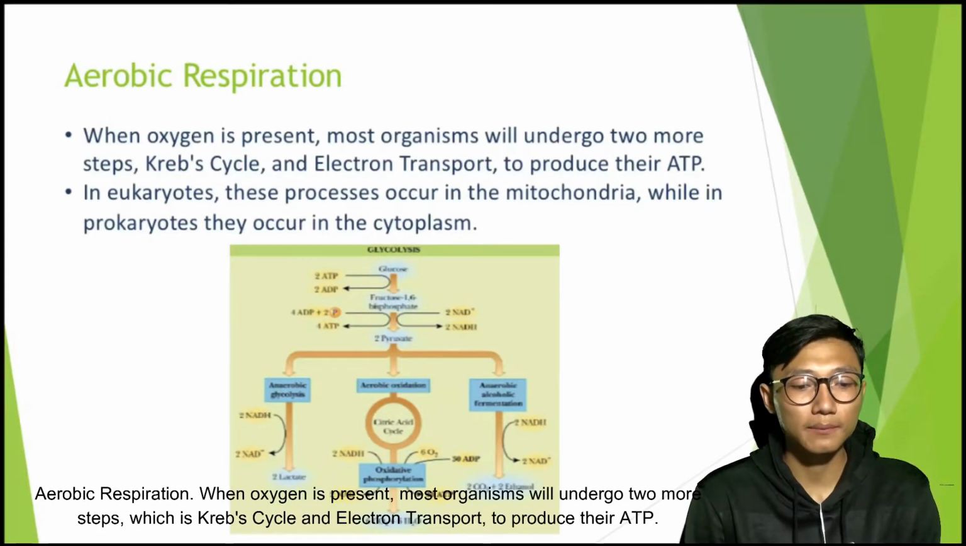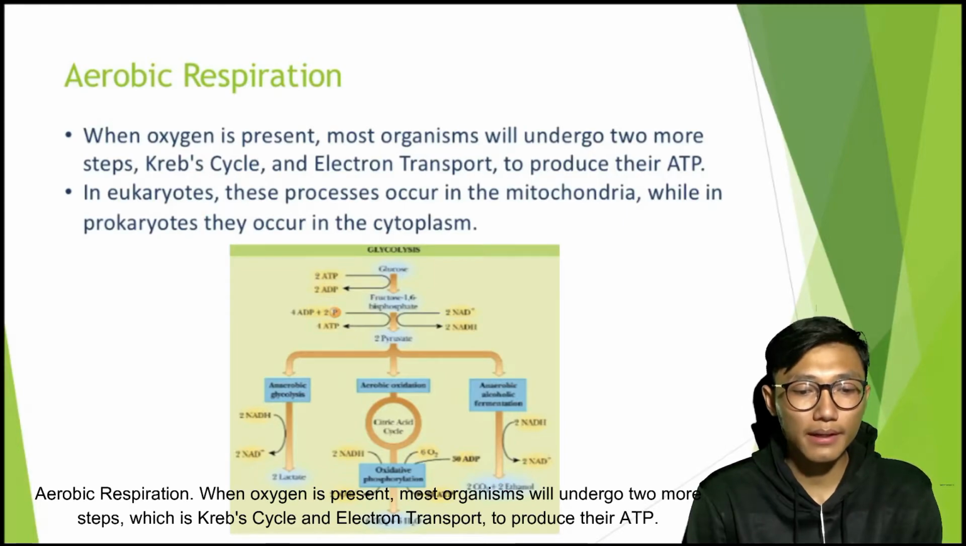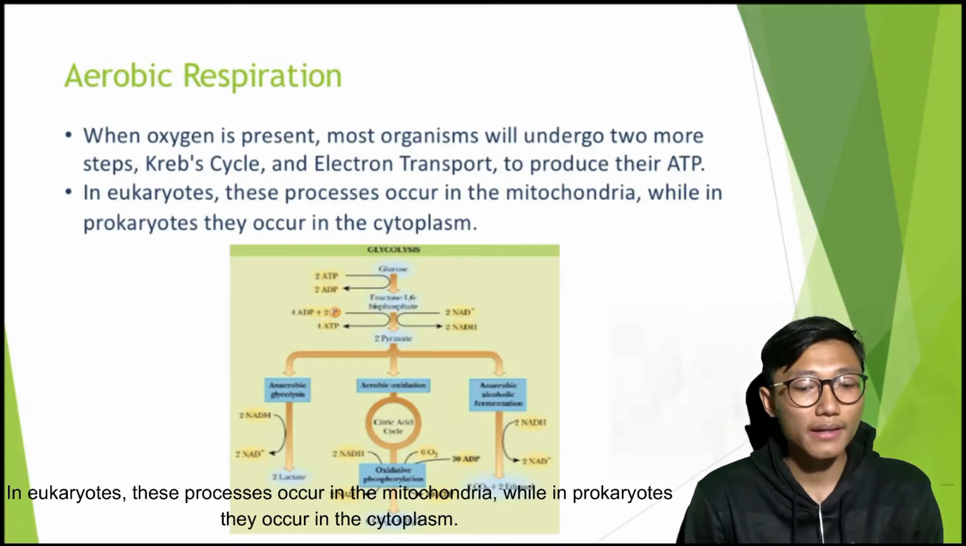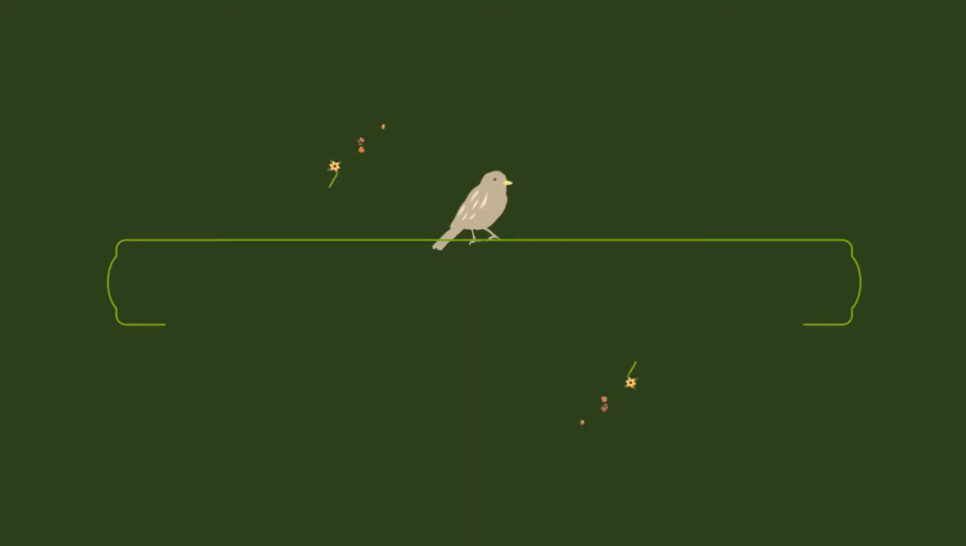Aerobic respiration. When oxygen is present, most organisms will undergo two more steps, which are the Krebs cycle and electron transport, to produce their ATP. In eukaryotes, these processes occur in the mitochondria, while in prokaryotes, they occur in the cytoplasm.